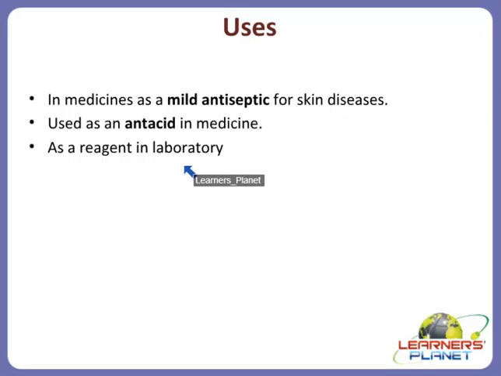Now let's take a few more uses. In medicines it is used as a mild antiseptic for skin diseases. It can be used as an antacid in medicine. Why as an antacid? Because it is slightly basic in nature. So it can be used as an antacid, but in very, very small amounts. It can also be used as a reagent in the laboratory. Am I clear? So these are the uses of sodium hydrogen carbonate, or your baking powder or baking soda.